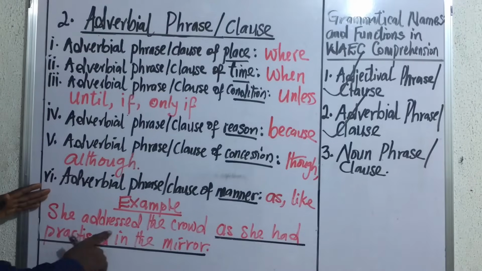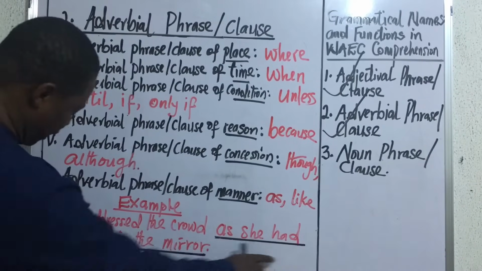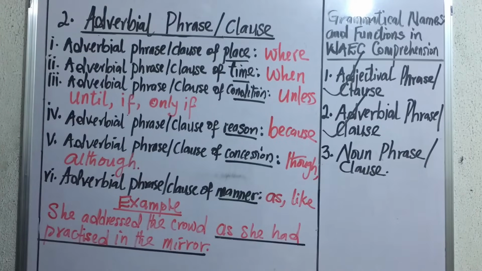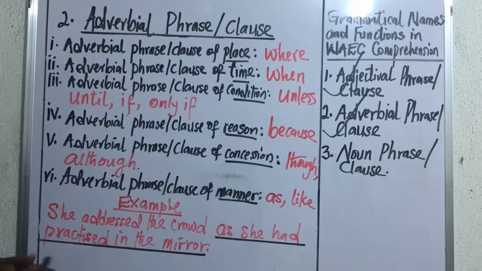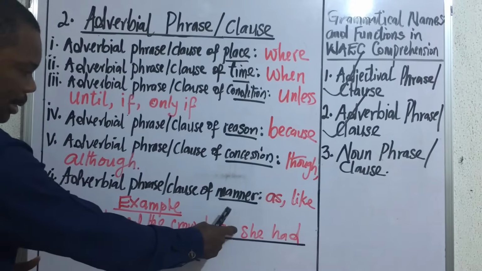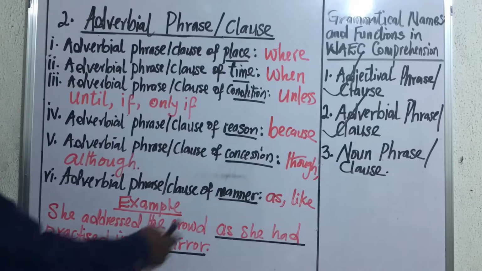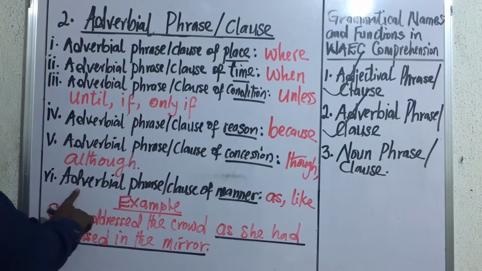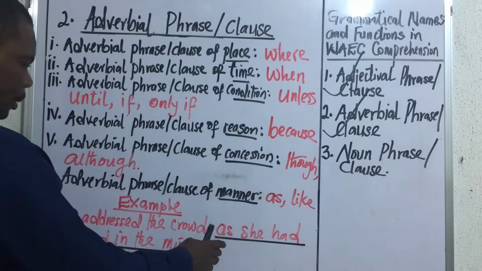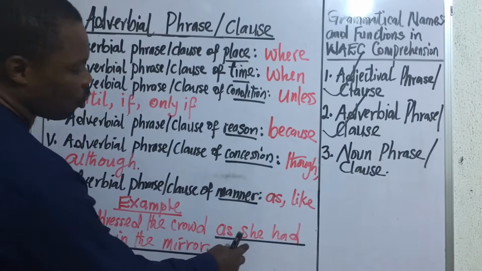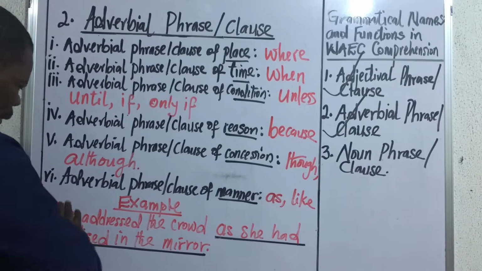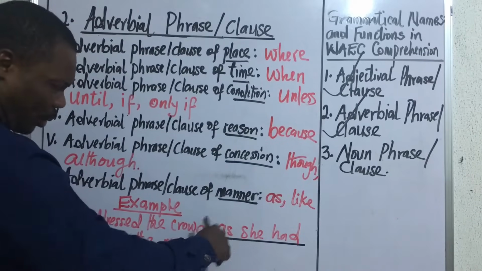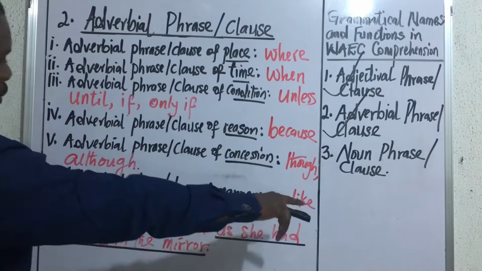Now, let's look at a critical example to illustrate what we have just discussed. Example: she addressed the crowd as she had practiced in the mirror. So, when you are asked to state the grammatical name of this underlined expression, the next thing you ask yourself is, what is the first word in the expression? As. And when an expression begins with as, it is what? Adverbial phrase or clause of manner.